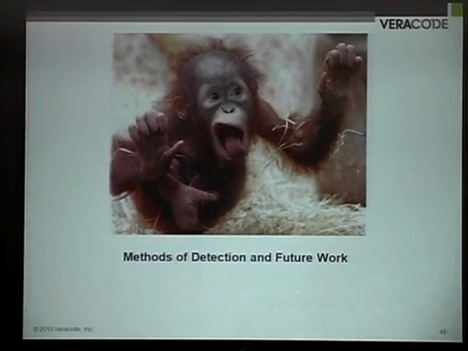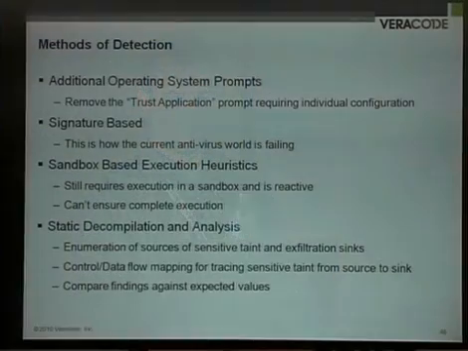Methods of detection and future work. This is kind of the point of this talk: where do we go from here? I've created this proof of concept code so people can understand that this stuff is possible and is already being done in many, many places. But where do we go from here? How do we make this better across the board?